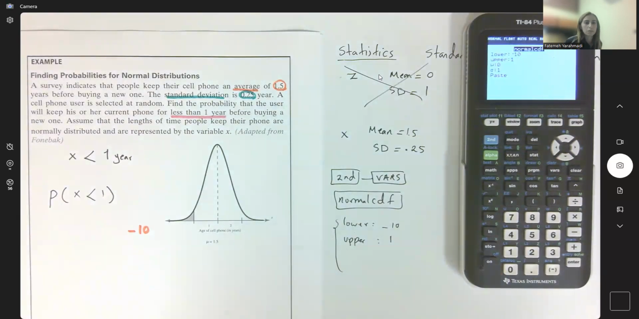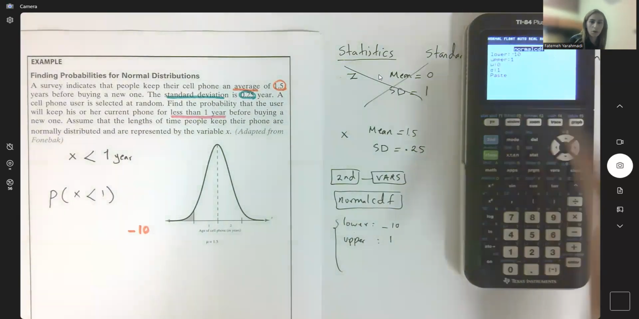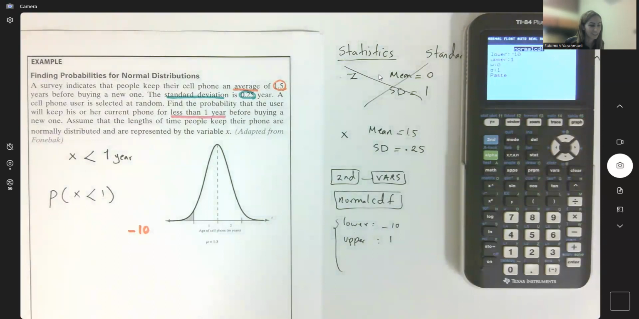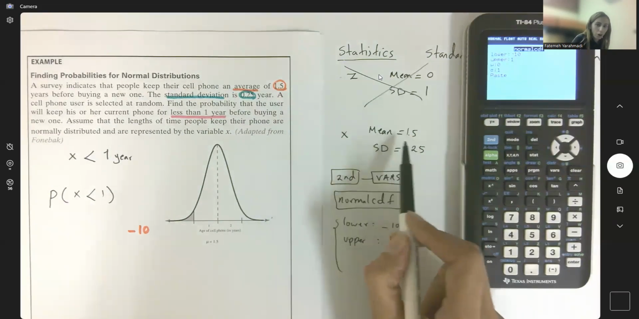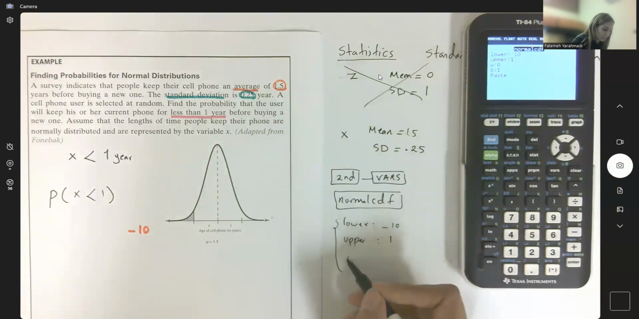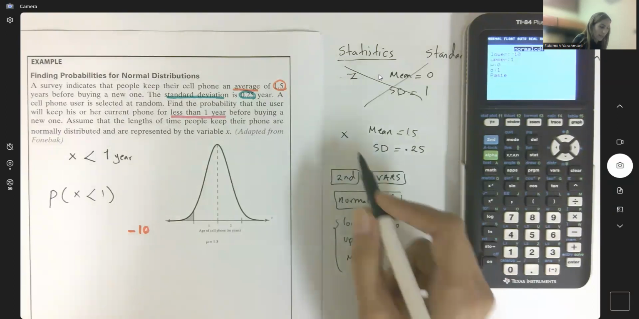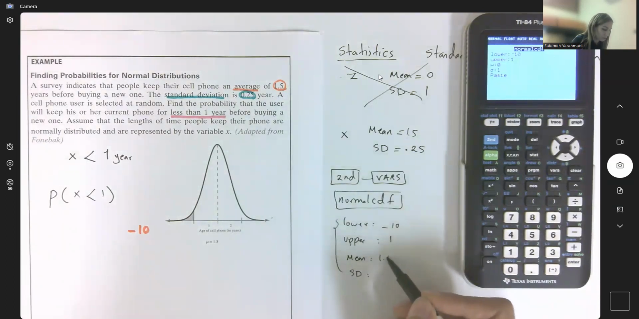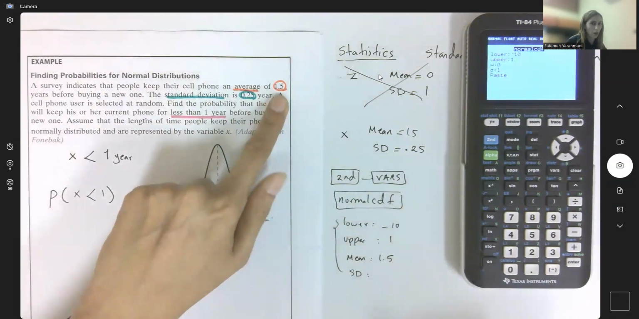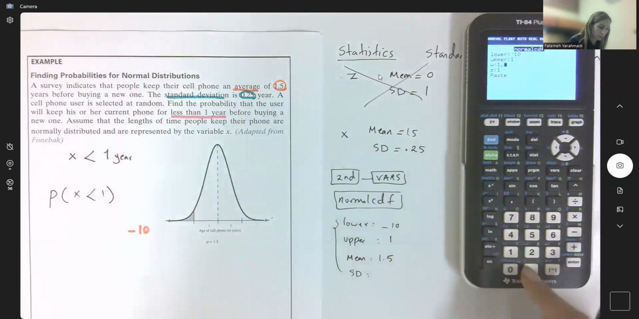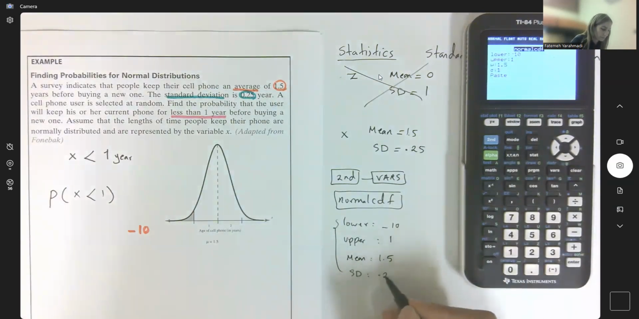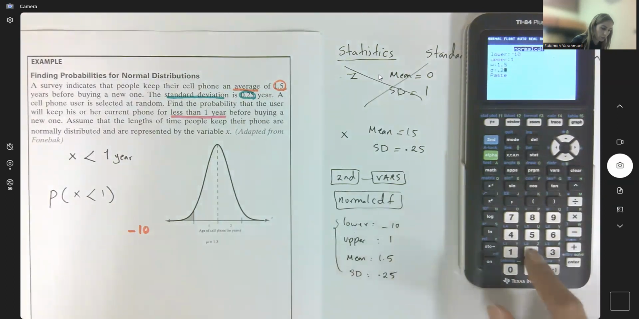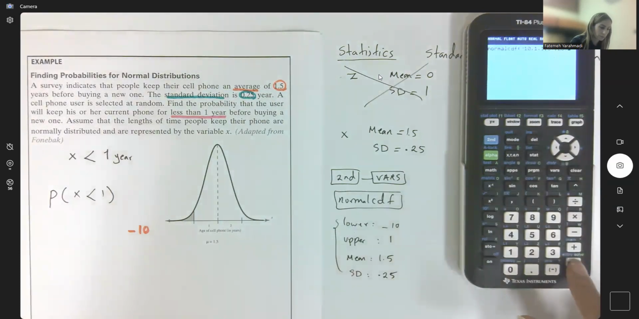But what is the mean? What is the standard deviation? Is it 0 and 1? The mean is 1.5, so we have to change it. Be careful, guys. If you're using X, you need to change your mean and change the standard deviation. The mean is 1.5, as you can see, as it's highlighted here, 1.5, and the standard deviation is 0.25. So let's do the calculation.